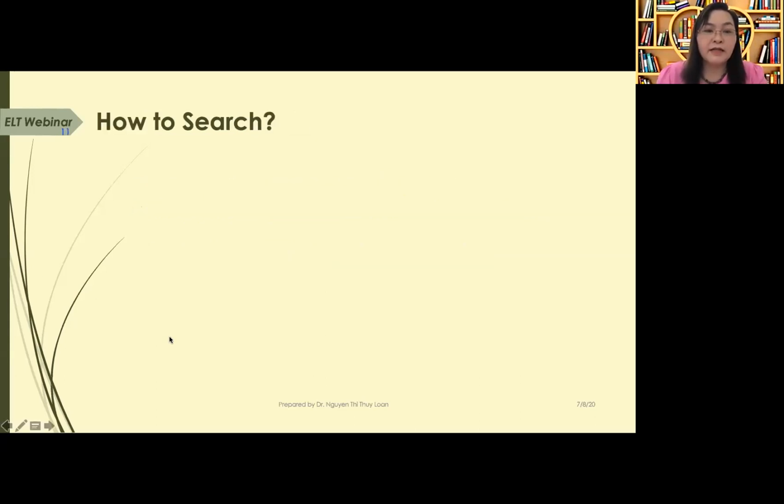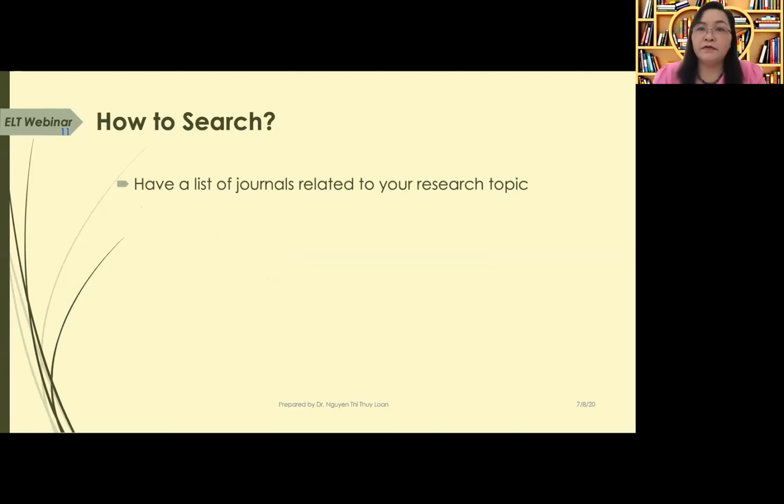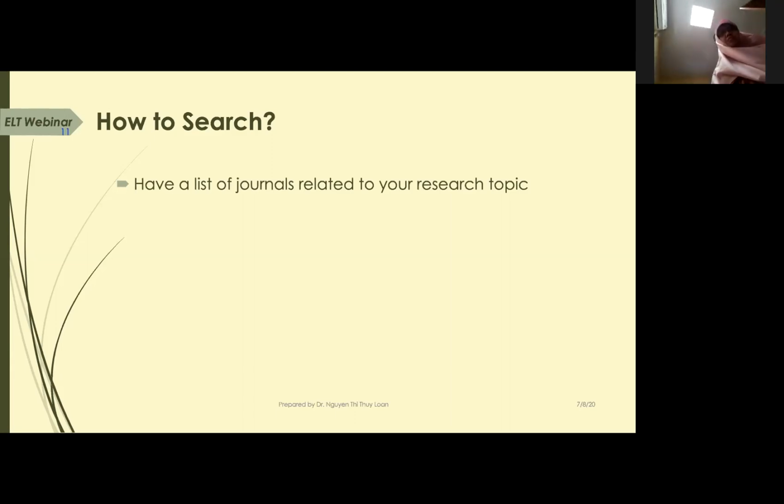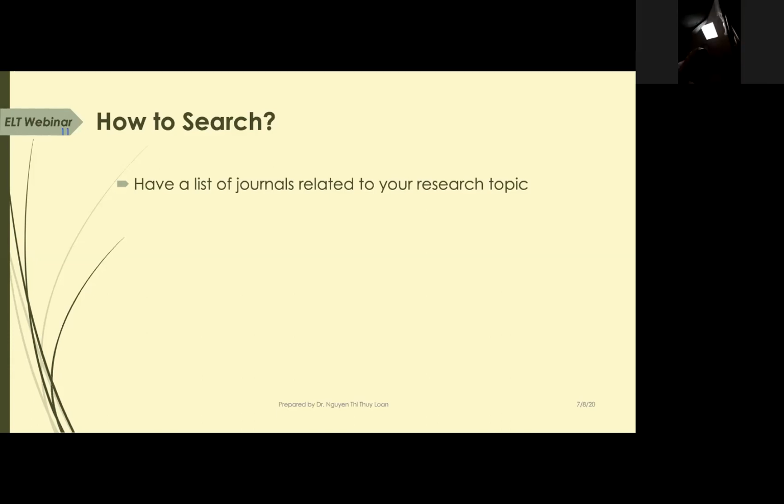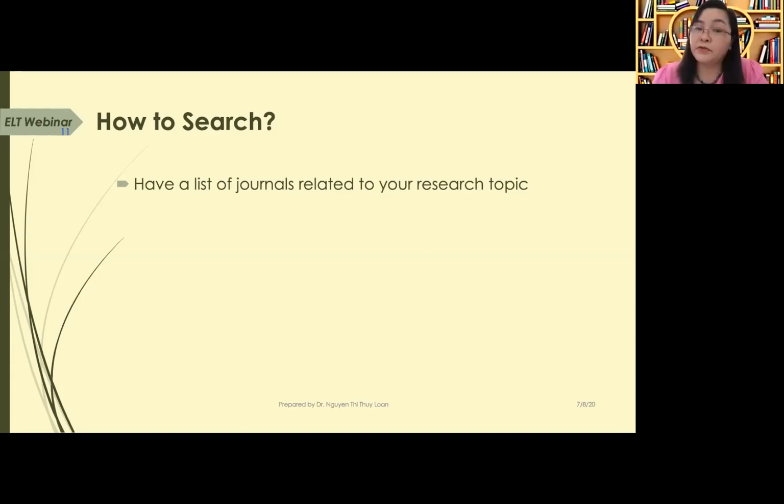Okay, so the next question is how to search. For sure, you need to know which research journals publish papers in your field. For example, if you would like to do research on second language writing, at least you need to know which journals publish papers on this topic. For example, the Journal of Second Language Writing, or Writing Journal, or the Journal of English for Academic Purposes. Those are the key journals publishing papers on the topic you are reading.